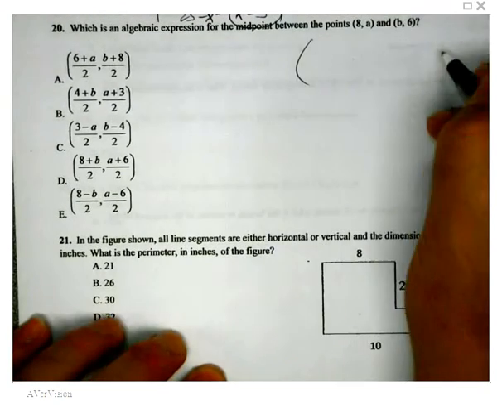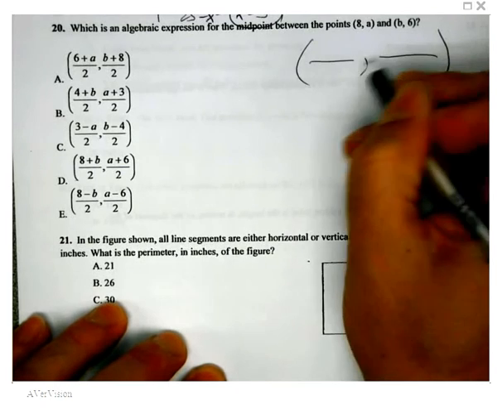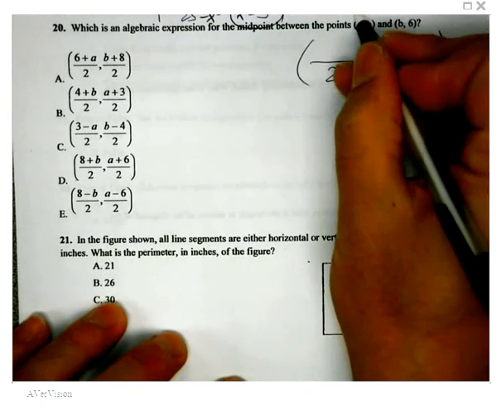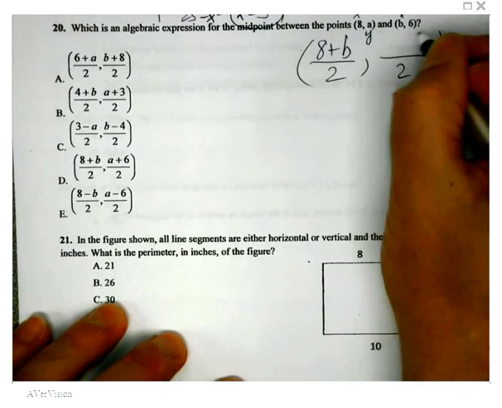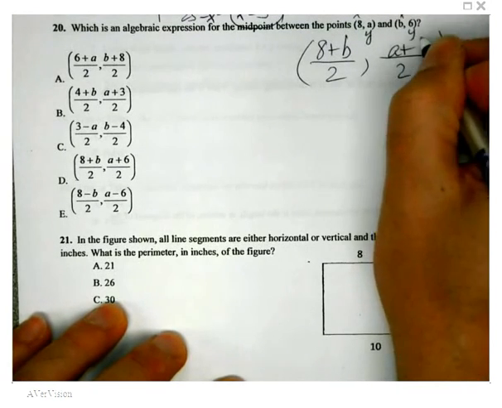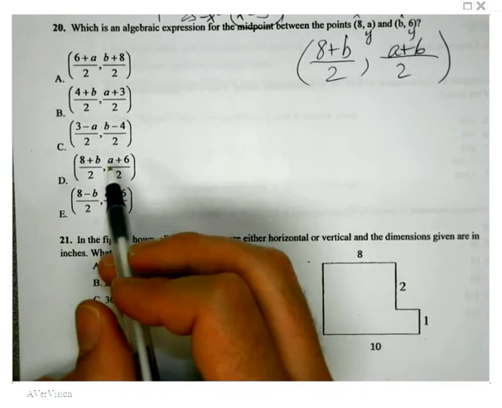Okay, midpoint. It's just like finding an average of your x's and an average of your y's. My x's are 8 and b. Don't let the variable fool you. My y's are a and 6. Now I just got to find the one that matches up. There it is.